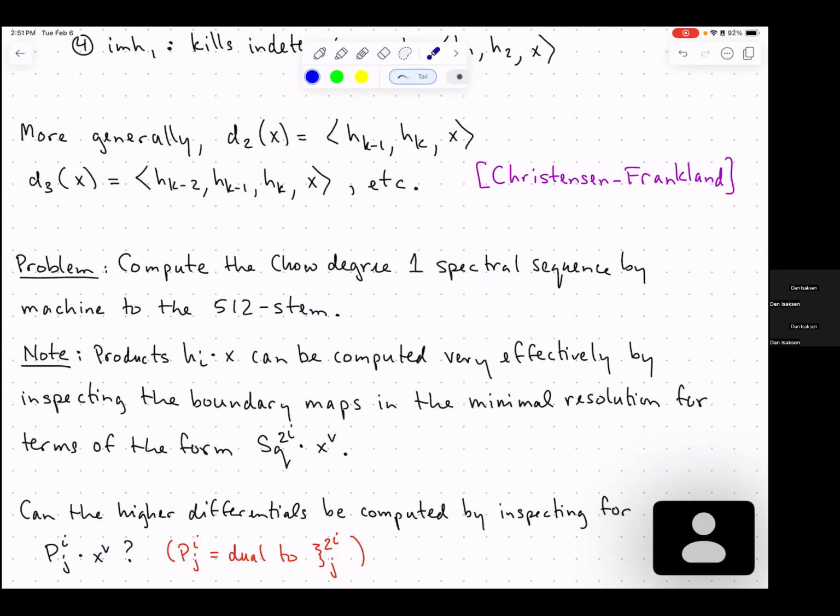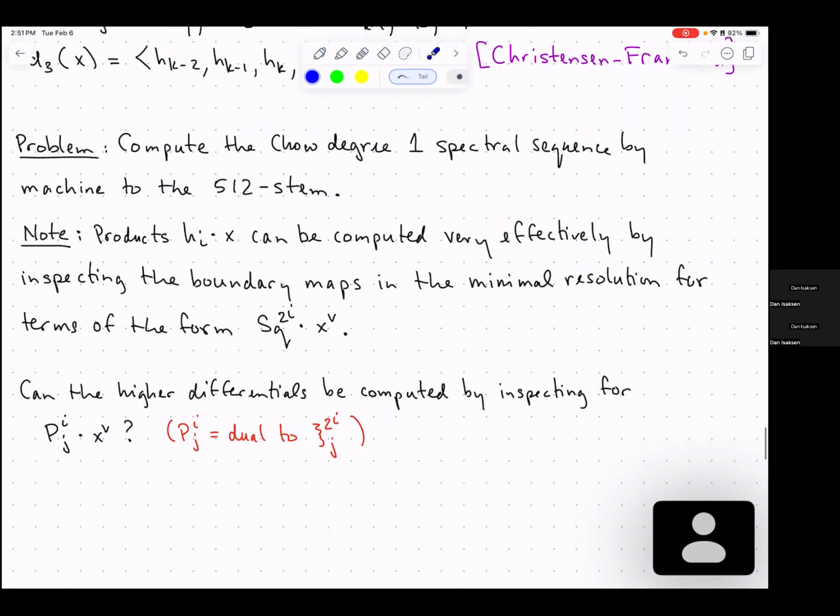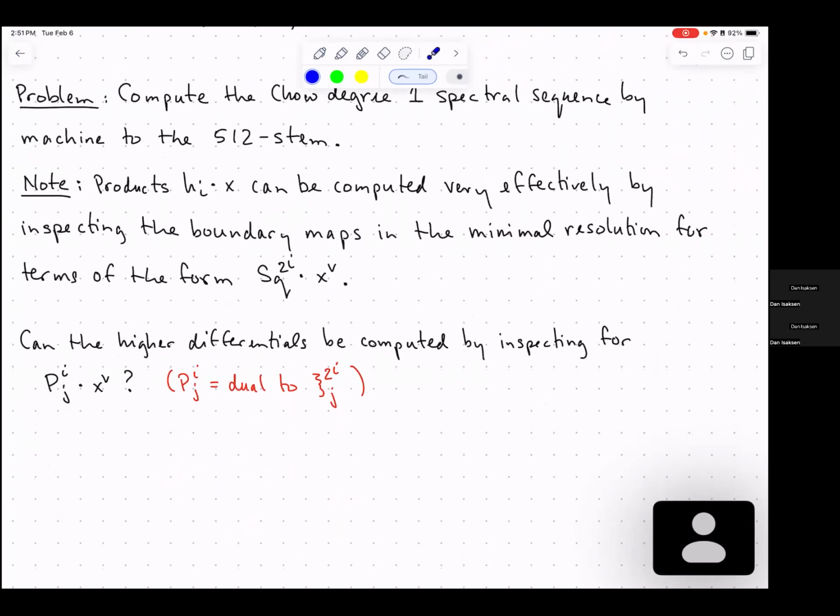So I don't know this for a fact, but my feeling is that the higher differentials, those Massey products like H1 comma H1 comma H2 comma X, those types of matching products involving strings of HIs and then a single X on the end, ought to be effectively computable just by looking, not for square 2 to the I coefficients, but at these PIJ, like these Milnor basis elements in the minimal resolution. I don't know that, but the degrees line up and it feels kind of right.